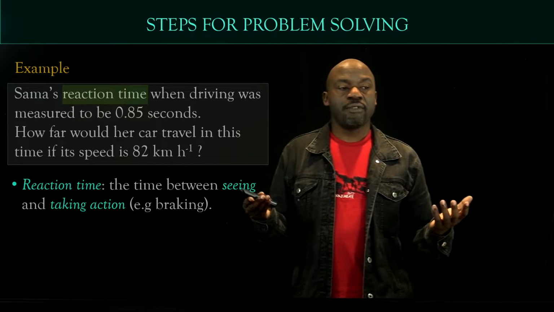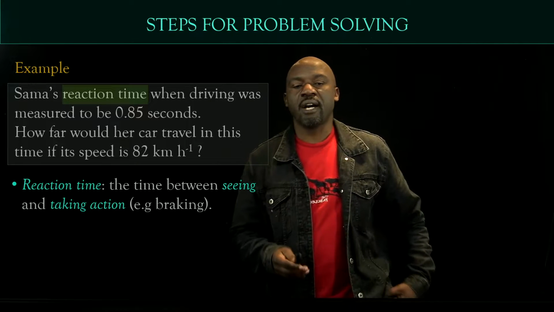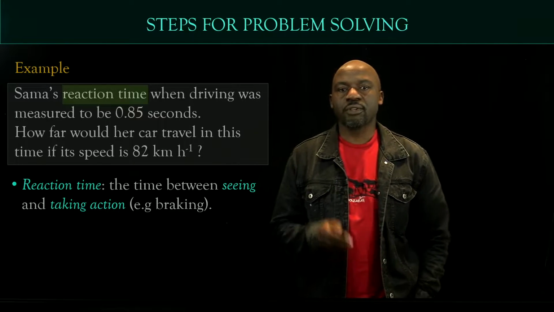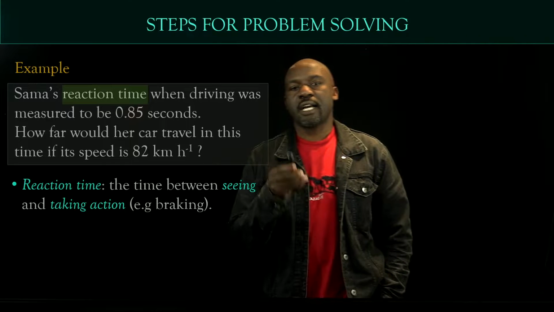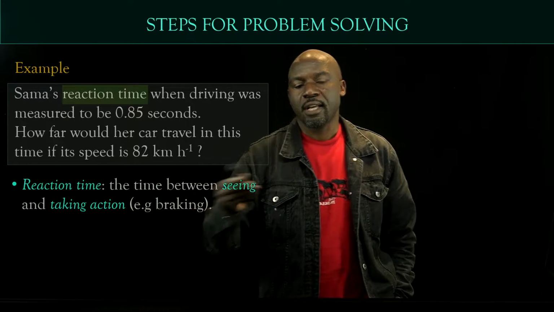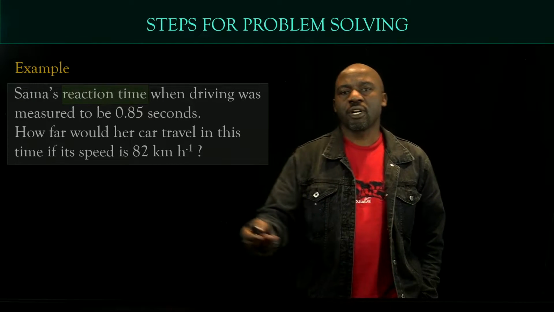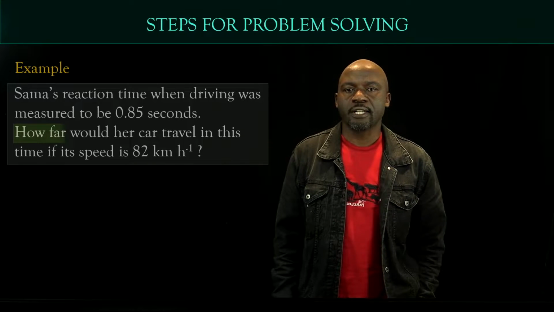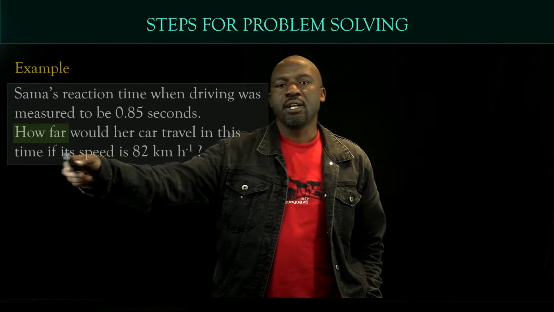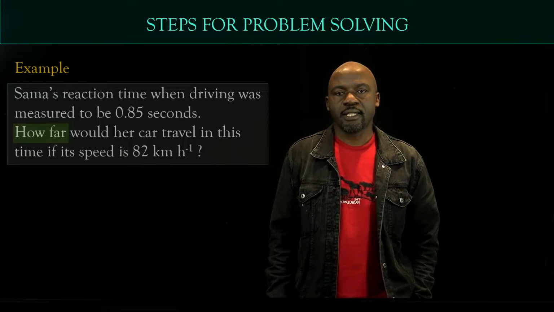And some people have very good reaction time, so they will see and react very quickly, and so they may avoid colliding with the animal. So the reaction time refers to the time between seeing and taking action such as stepping on the brake. Okay? And then the question is talking about how far. Some people do not understand when it says how far. So how far in this case is referring to the distance that is traveled.